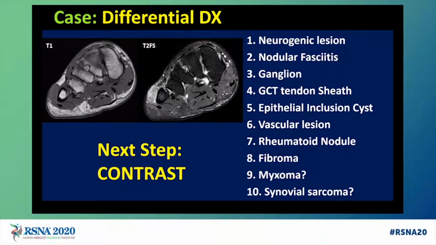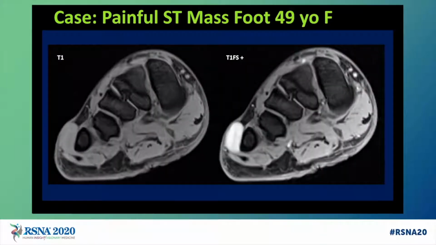Our next step is to provide contrast. This is very useful in that we can eliminate immediately 3 of these structures, in that ganglions, epithelial inclusion cysts, and more commonly myxomas demonstrate peripheral enhancement rather than homogeneous enhancement post-contrast.